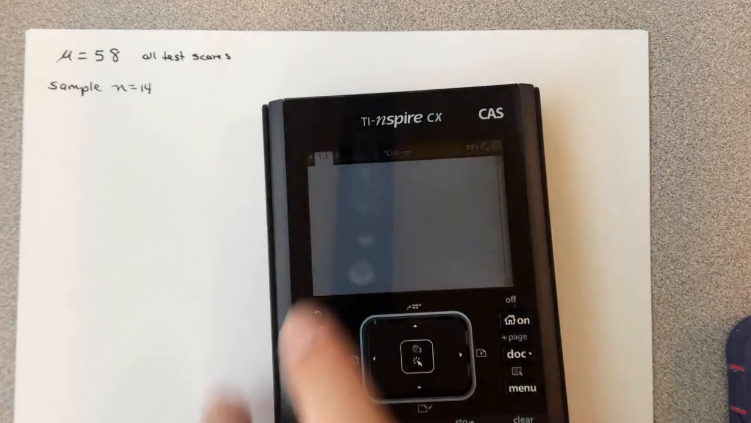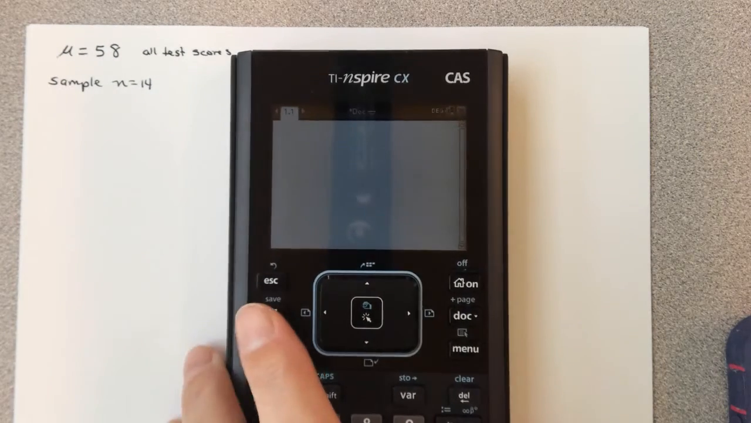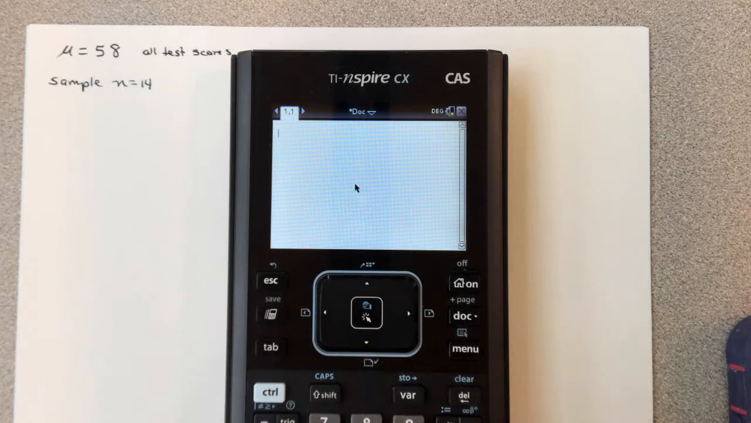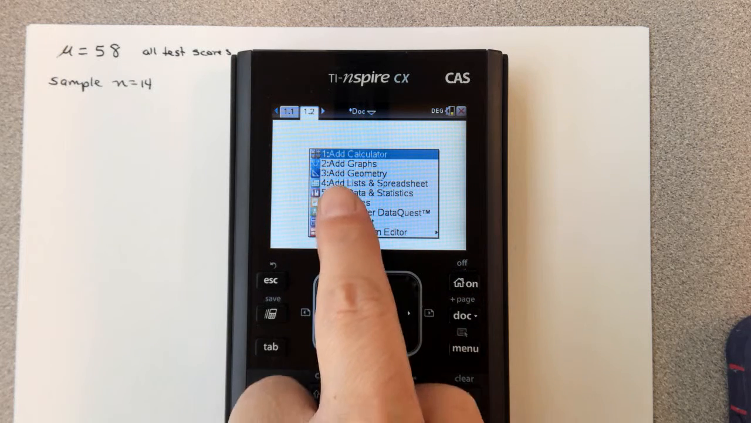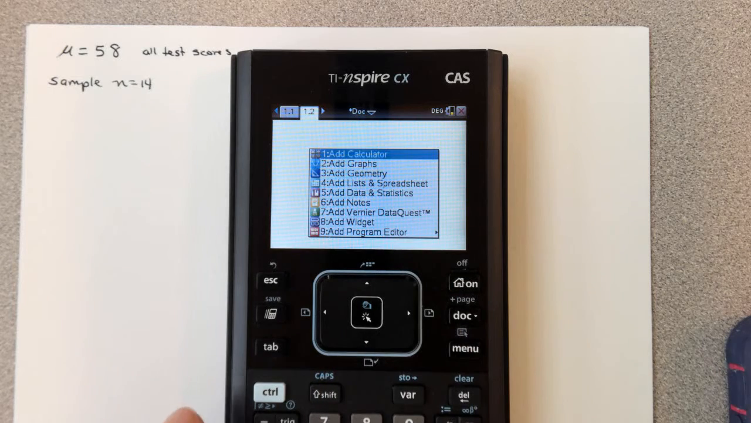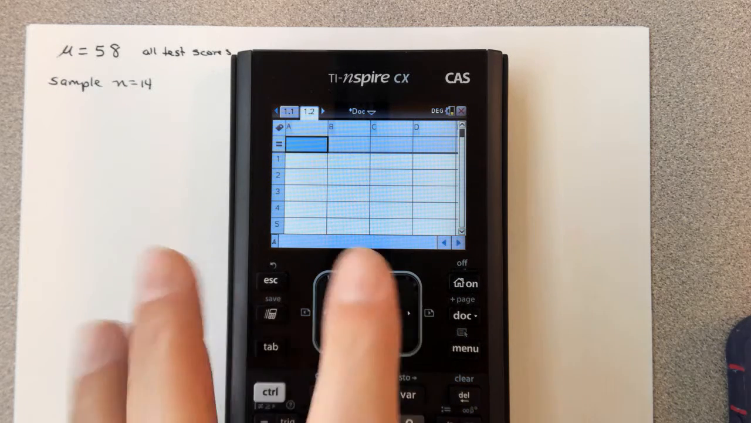So since we have this handy-dandy CAS calculator, one of the first things that I would do is go ahead and get the data in. So we have a really friendly calculator for that. If we do control document, that's your add page command, we're going to add a list and spreadsheet. That's number 4. And you have to name your variable.